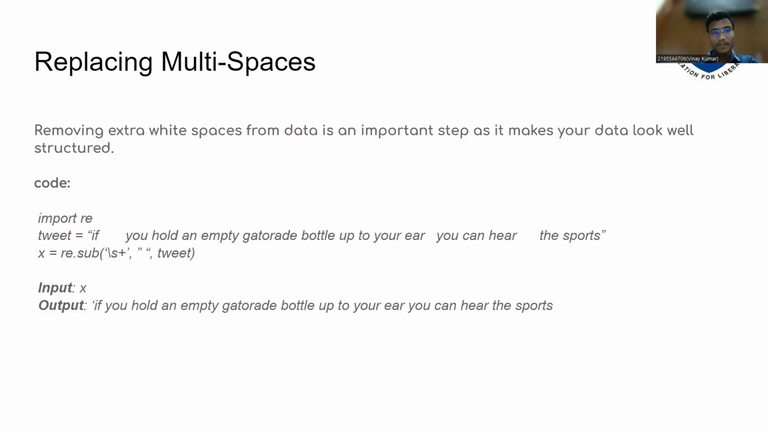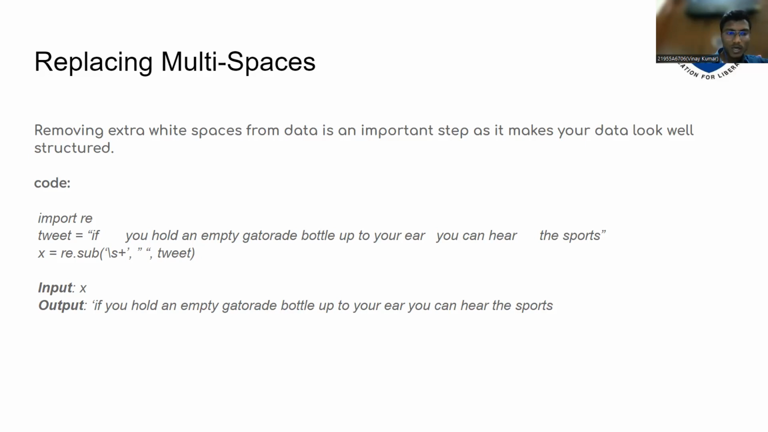Replacing multiple spaces. Removing extra white space from data is an important step as it makes your data look structured. For example, in the tweet variable, I'm storing a string with multiple spaces in it. In between those words, there are a few spaces which are not necessary for cleaning, for the data you need for any algorithm or anything you perform on it. Those are the extra spaces, multiple spaces.